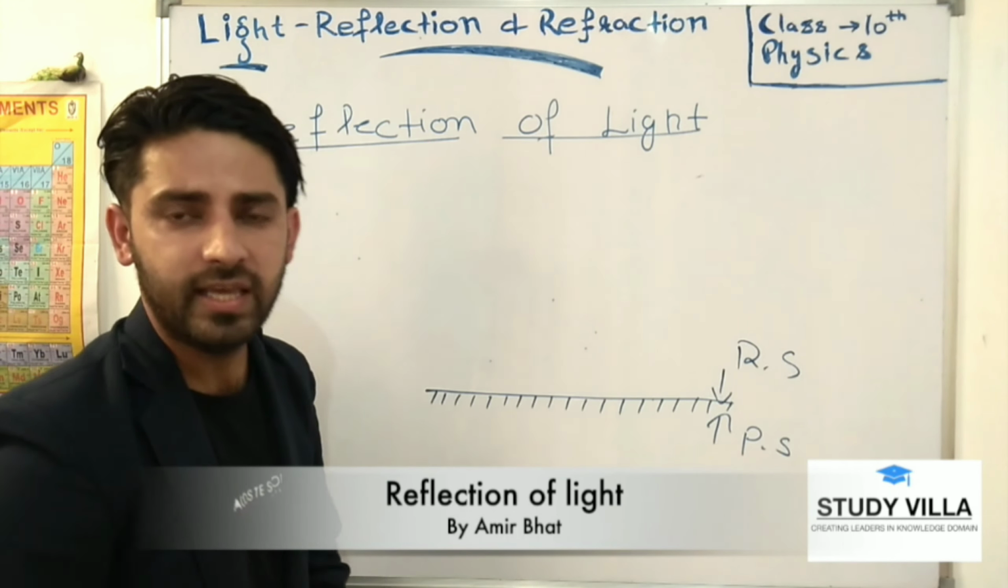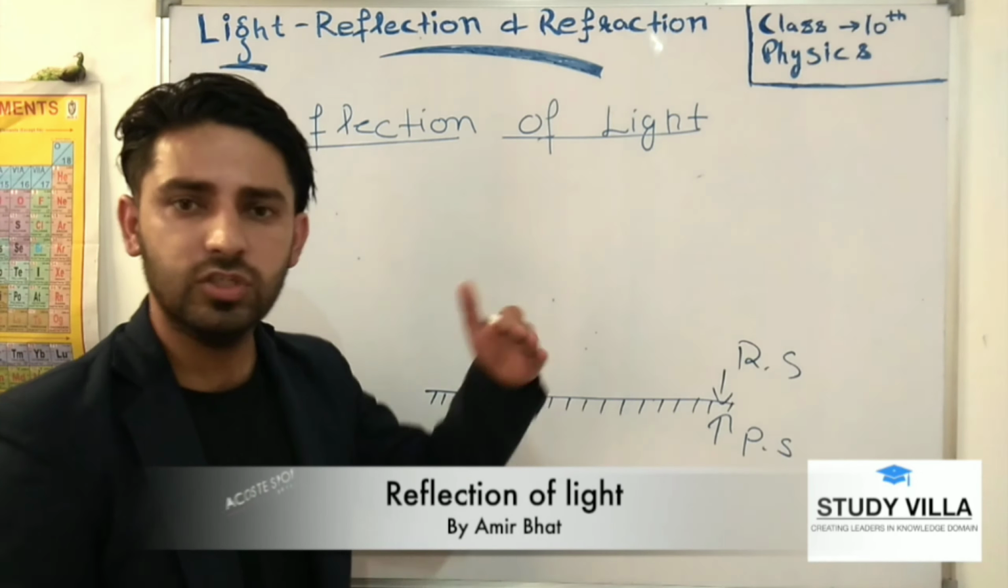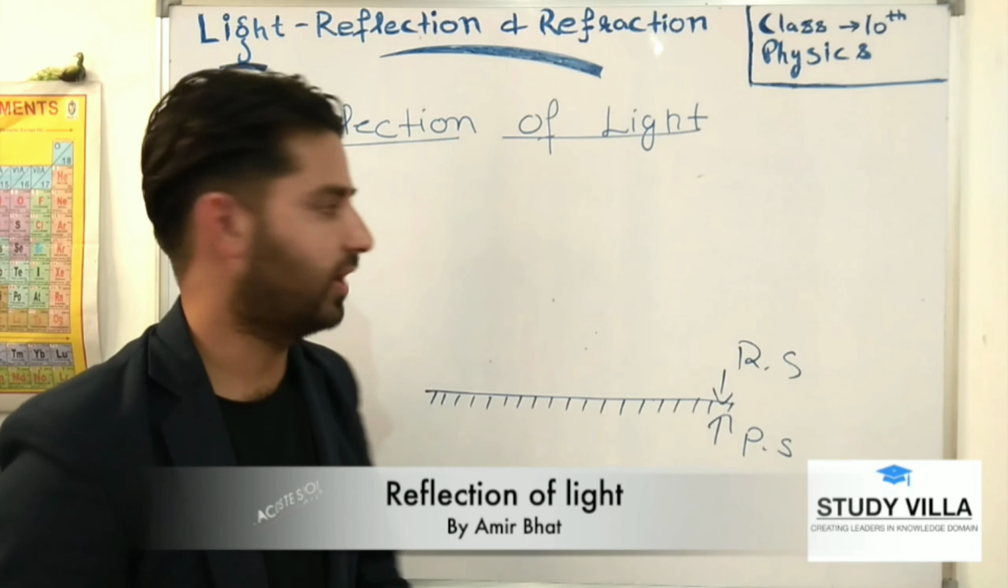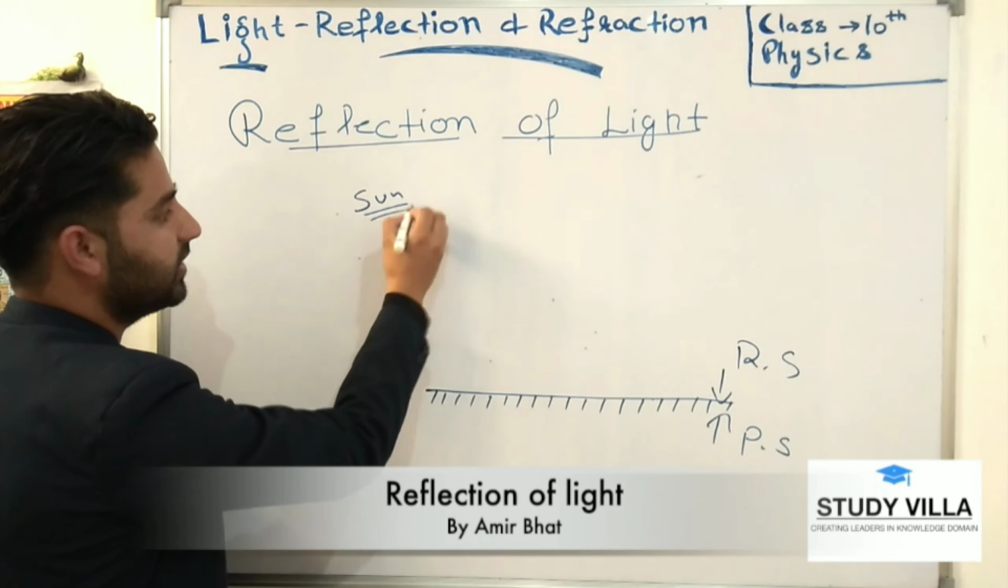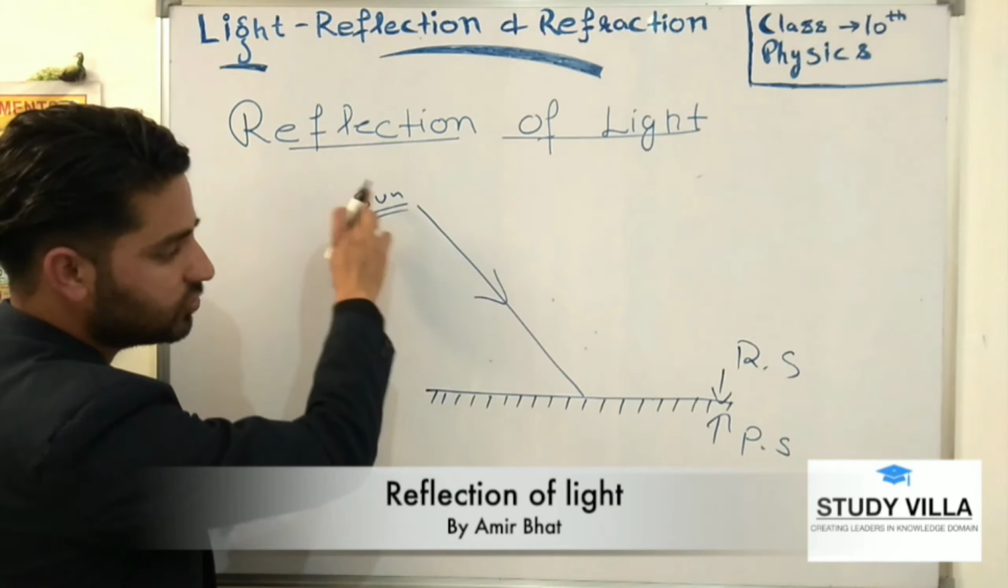So what is incident ray? The ray which falls on an object. The ray of light which falls on an object is known as incident ray of light. Let us suppose here the sun emits the light. Let us suppose we have taken here only one single ray, the ray of light which falls on an object.